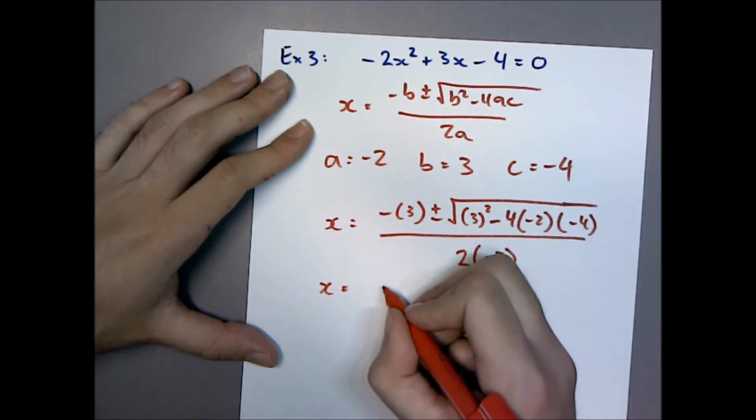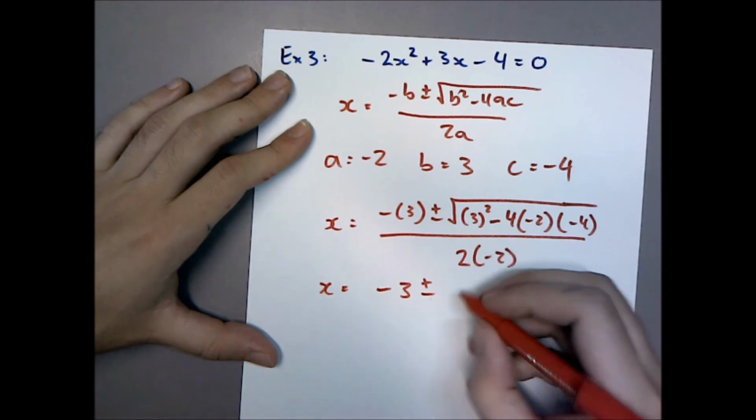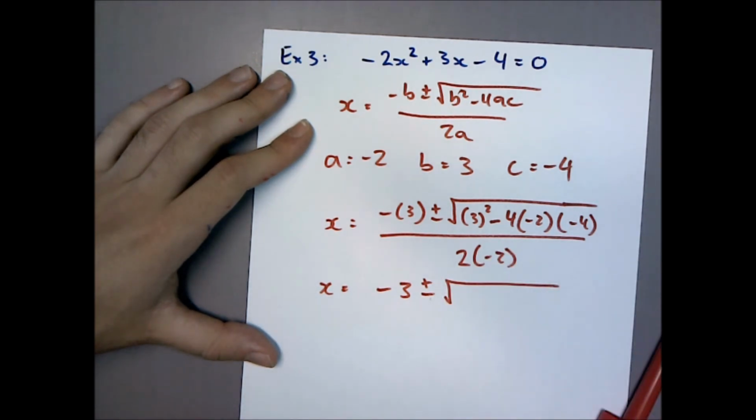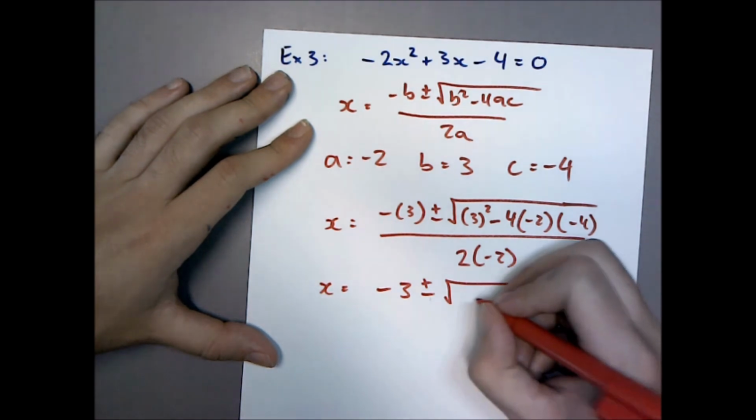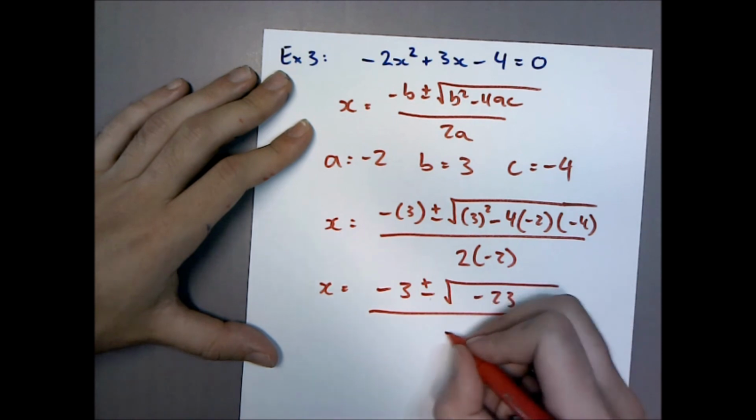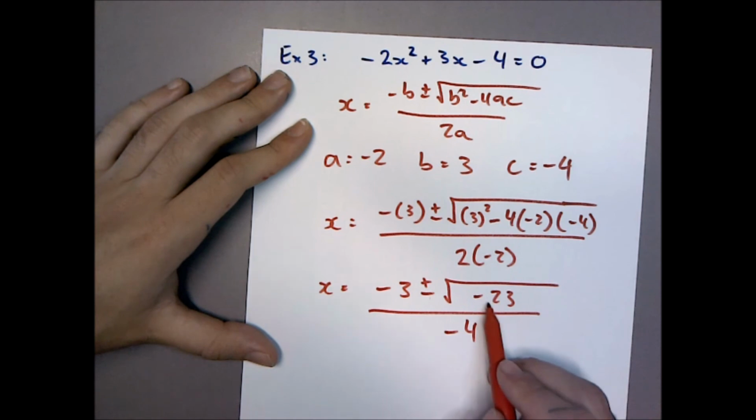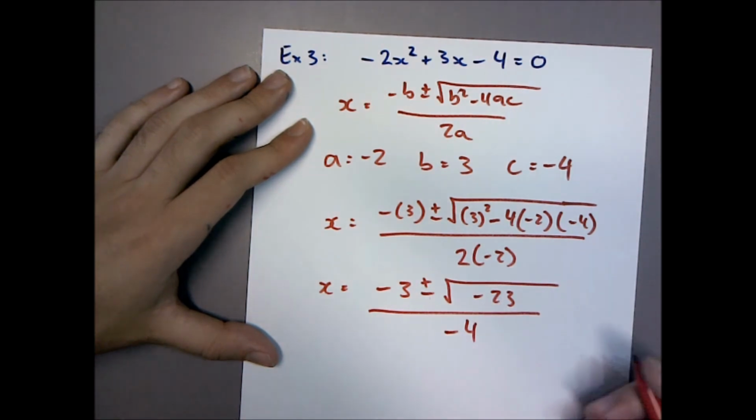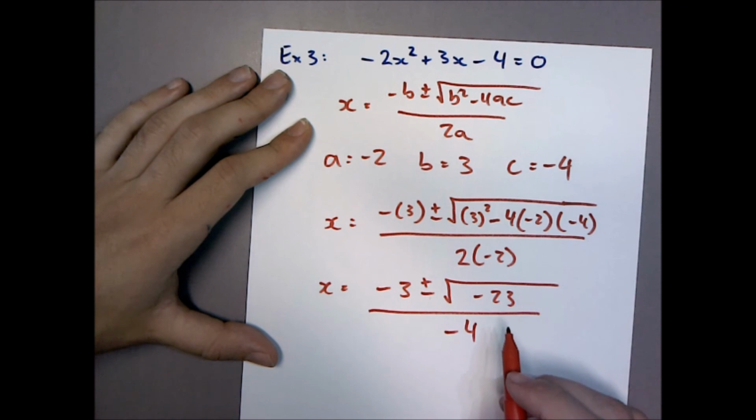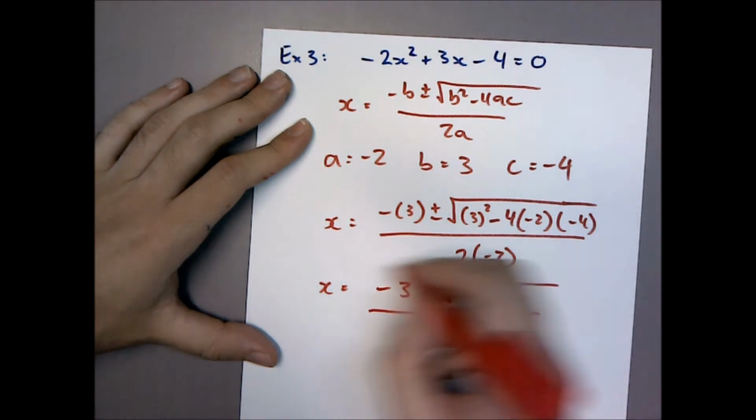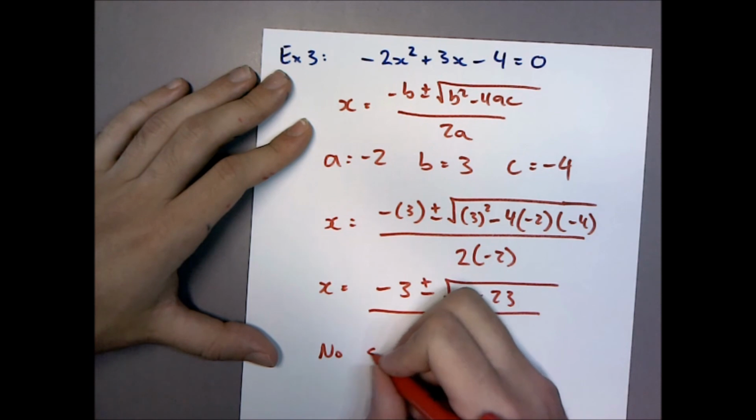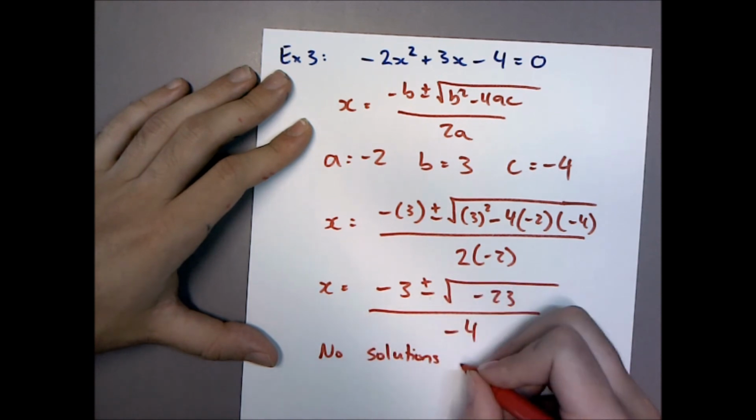So if I clean this up a little bit, it's going to be negative 3 plus or minus the square root, and on my calculator, it's 3 squared minus 4 times negative 2 times negative 4. That gives me negative 23, divided by negative 4. Now because I've got that negative under here, if you try to do the square root of negative 23, there's no real solution for that, or there's no answer to that. So what that means is that this is not going to work. So you can just write that there's no solutions for x, and you're done.